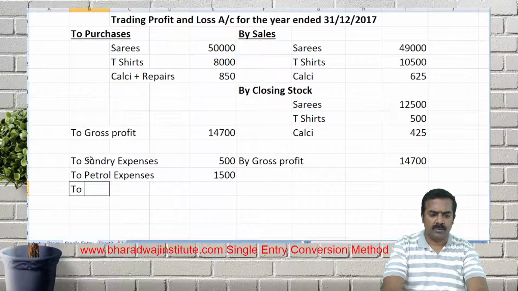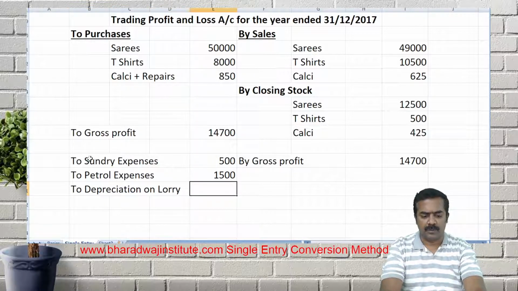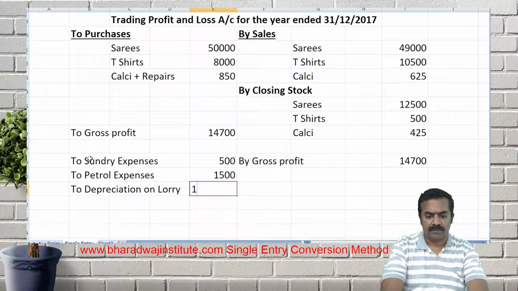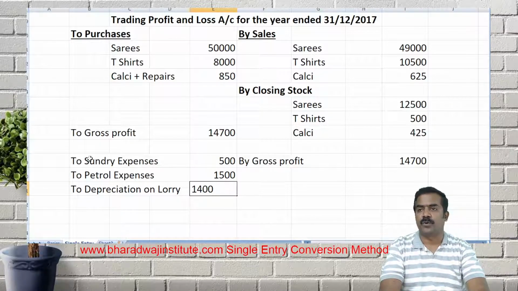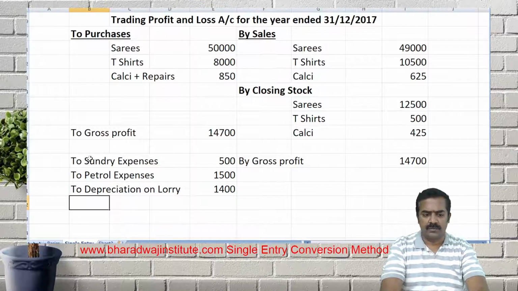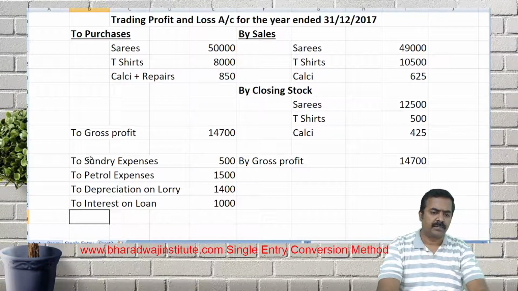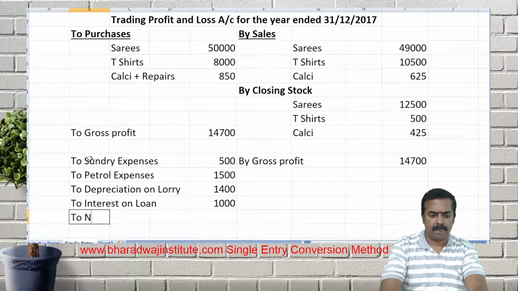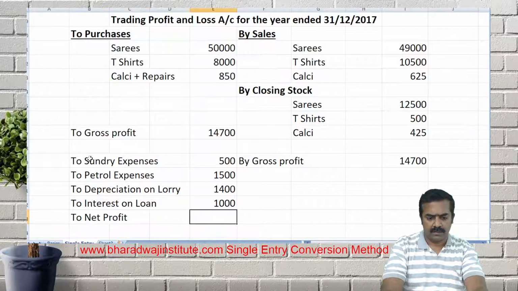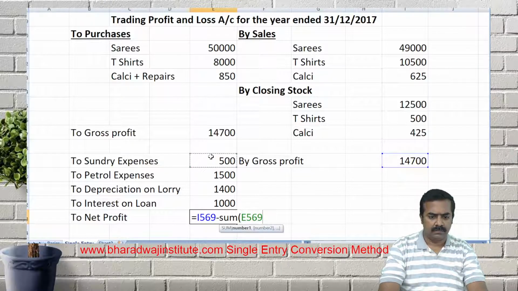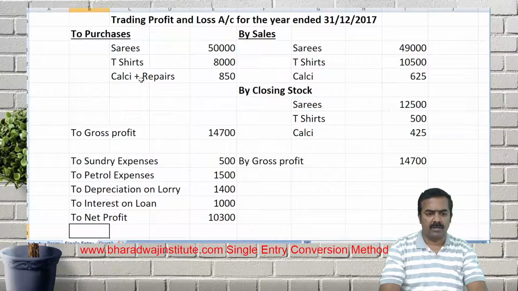Don't forget, we did a working note also. Depreciation on lorry, second working note. How much? 8,400 divided by 6 years, 1,400. Interest on loan from friend. Any other expenses? Sir, the repair expenses were already added to the calculators. That is part of the purchase cost. Okay.